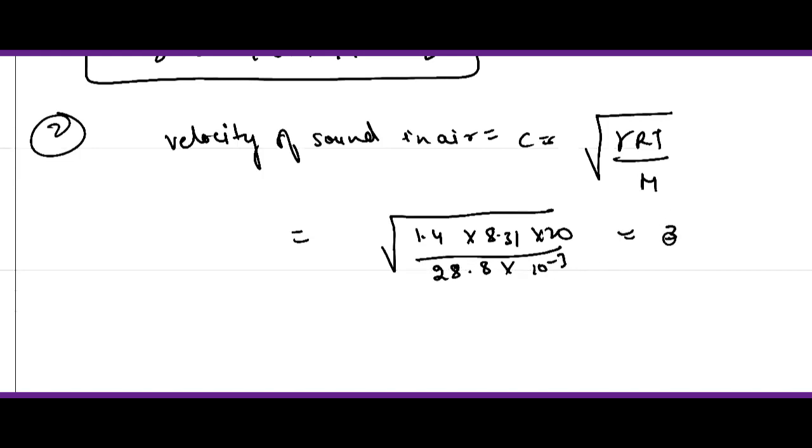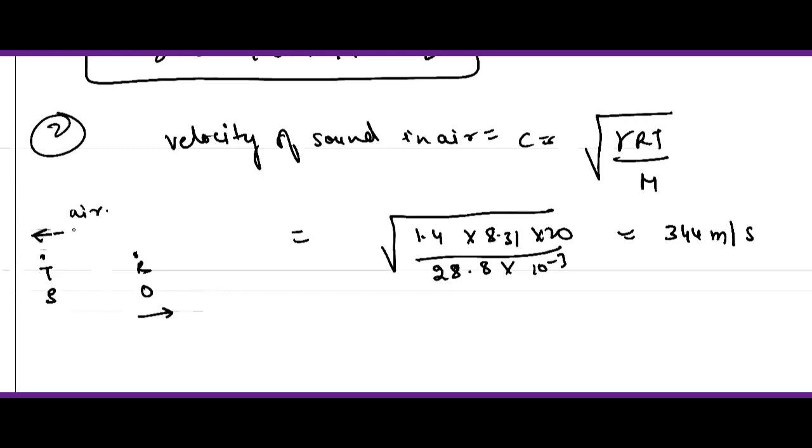So from here we will get 344 meter per second. Okay, so this is our C. Now here, since the medium is air, this is the transmitter and this is the receiver. This is the source and this is the observer. And this is moving in this direction. The stream is in this direction, okay?